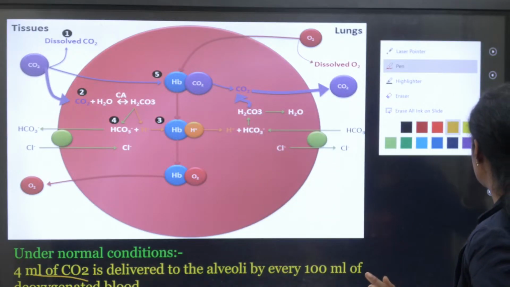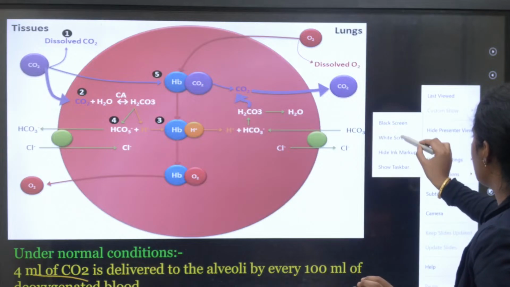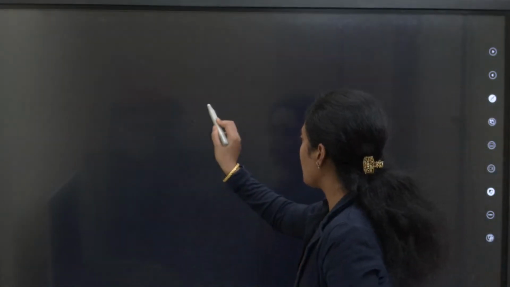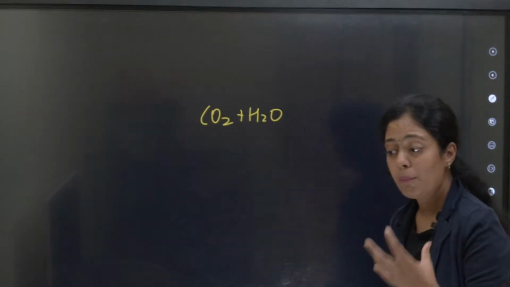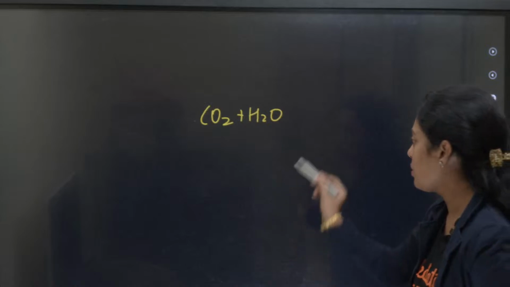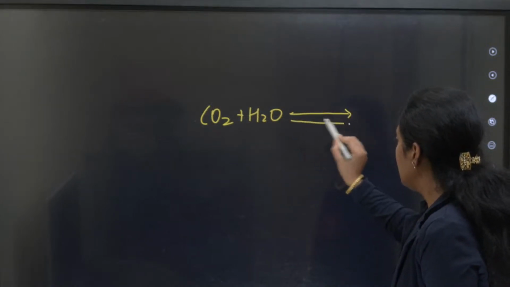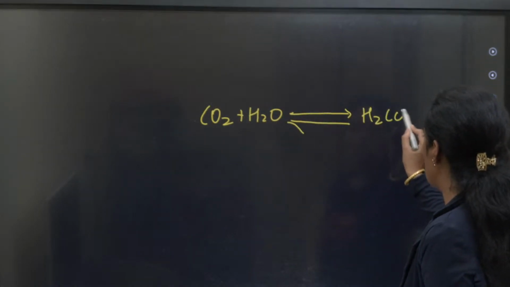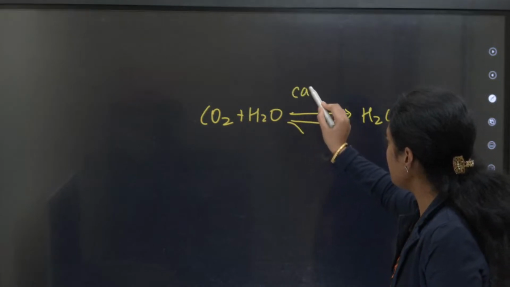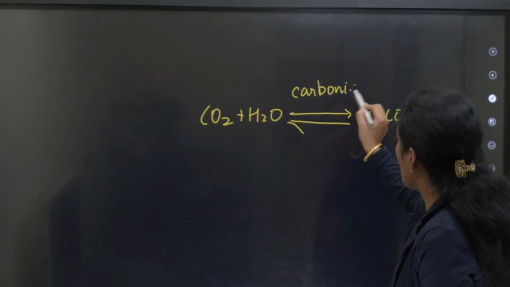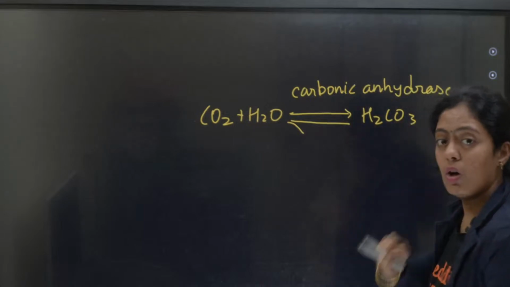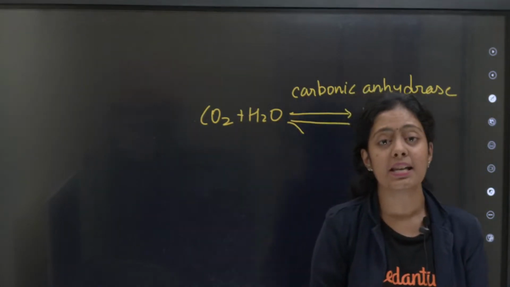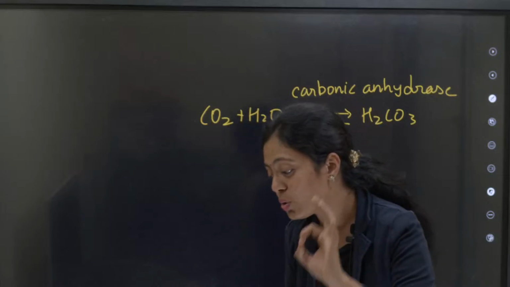I will make it very very simple. Can anyone know what is the enzyme that is involved in the formation of this bicarbonate? Look, carbon dioxide will react with water. Okay, in your blood carbon dioxide will react with water, and it is going to form H2CO3. Okay, and what is the enzyme? The enzyme is carbonic anhydrase. Very important: the enzyme carbonic anhydrase helps in the formation of H2CO3.